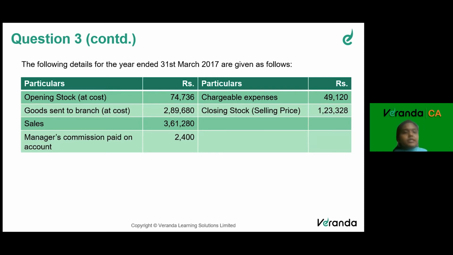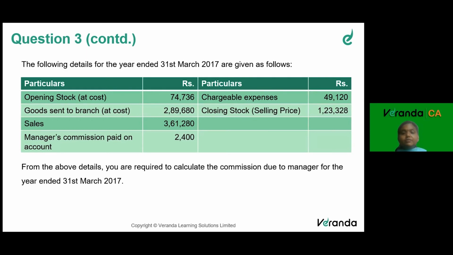Chargeable expense, goods sent to branch at cost, sales made, manager's commission, which has been paid 2,400, but we need to find out what is the actual commission which is due to him. So from the above, we are required to calculate the commission due to the manager. He is entitled to get 10% commission on the profits, but there is a deduction for him. If there is any deficiency in the stock, 25% of it will be deducted. So those two things we need to keep in mind and calculate the commission.